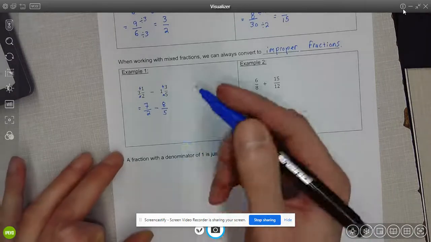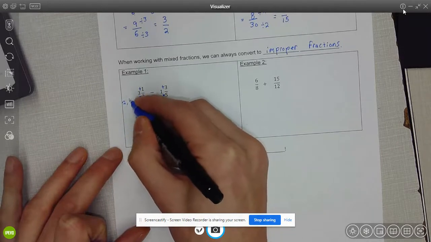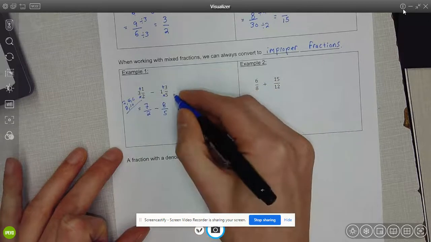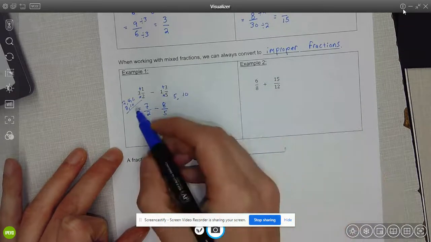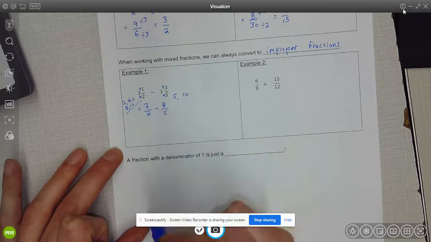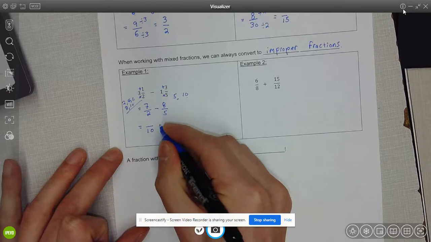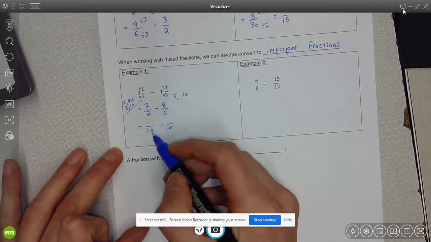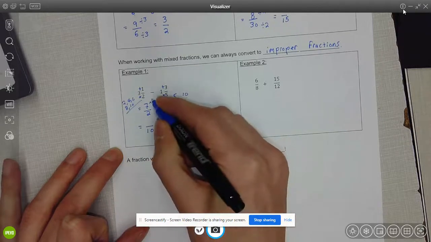I can list my multiples of 2: 2, 4, 6, 8, 10. And list my multiples of 5: 5, 10. Oh, looks like I can stop because I notice that 10 is in both lists. So I'm going to write both fractions over 10. 2 times 5 is 10. 1, 2, 3, 4, 5. So I have to do 7 times 5 on the top.